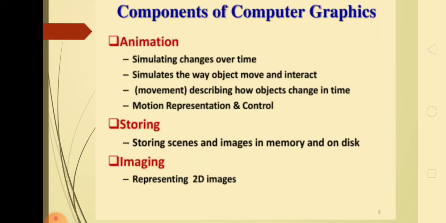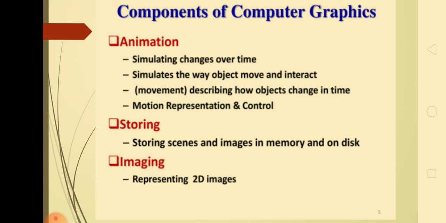Then, the components of computer graphics. First is animation. Animation is simulating changes over time. Second, it simulates the way objects move and interact, describing how objects change in time: motion, representation and control.